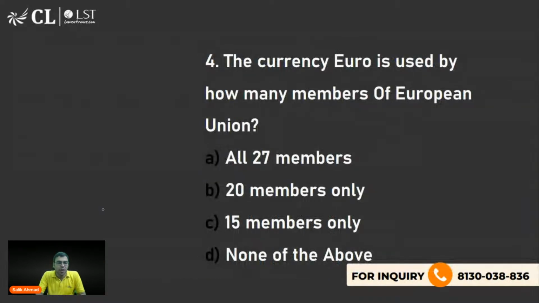Now the next is question number 4. The currency euro is used by how many members of European Union? The currency of the European Union is called the euro, but the question is whether all countries use it, or only some, like 15-20, or none of the above. So basically I'm asking that euro is a currency which is very prominent in European Union countries. So how many members are using? And which is the most recent one to join?